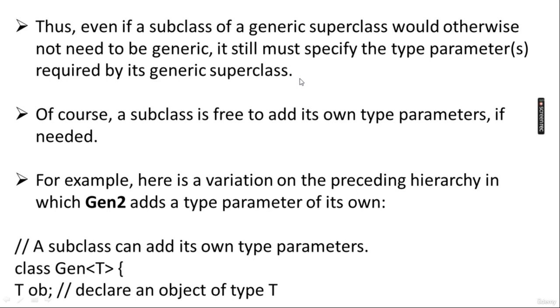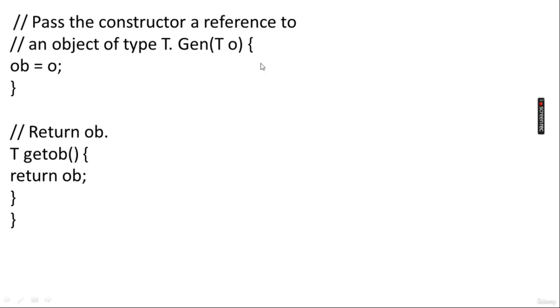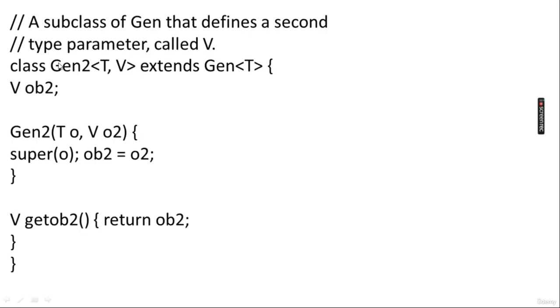A subclass is free to add its own type parameters if needed, like in the normal non-generic subclasses we are creating. For example, here is a variation of the preceding hierarchy, Generic T object, in which Generic2 adds a type parameter of its own. In the generic class, Generic T object, we return the object in T getObject. Then the generic class has its own parameter V added over here, and it extends Generic T, V object2.